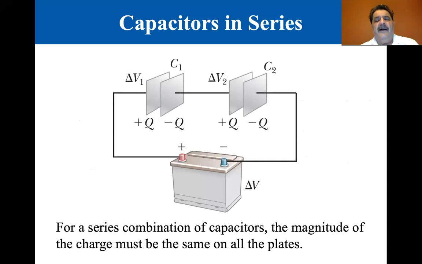Now, the voltage is not the same, but I can tell you what is the same. The current, when you initially hook these up, is the same, and so the charge that develops across each capacitor is the same. And that's what it says in the sentence. For a series combination of capacitors, the magnitude of the charge must be the same on all plates. So the Q on the first capacitor is equal to Q on the second capacitor.